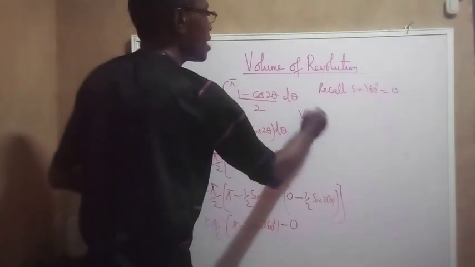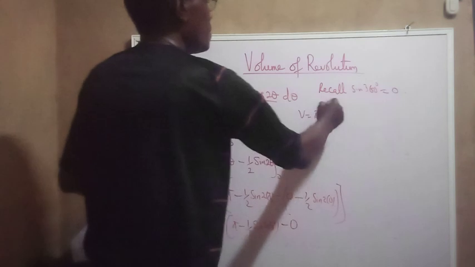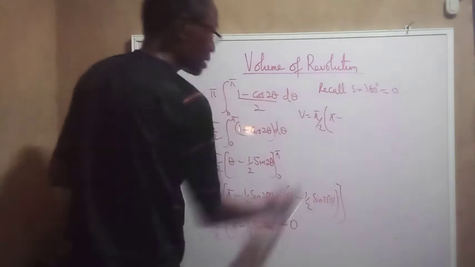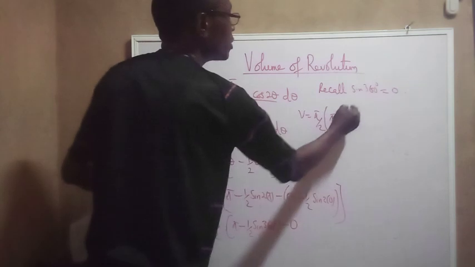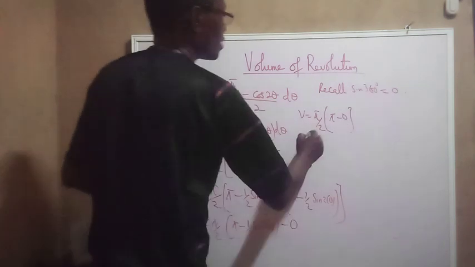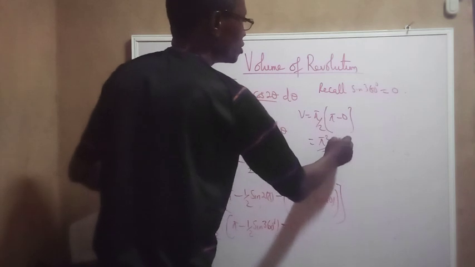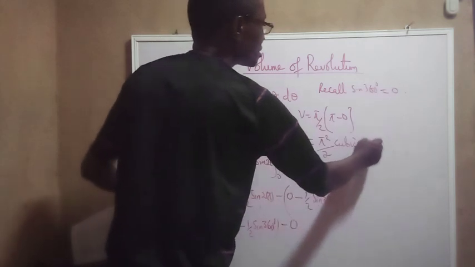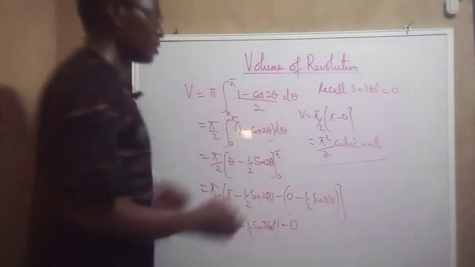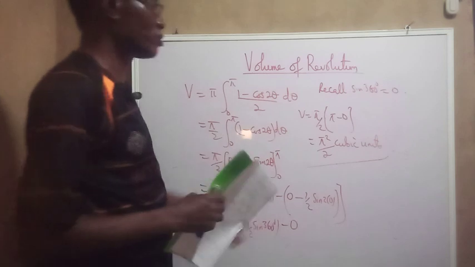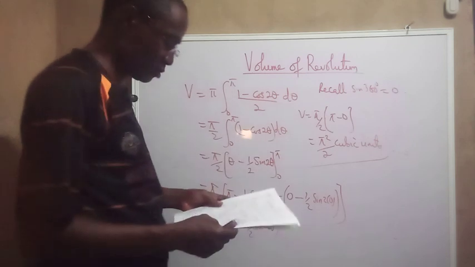V is now equal to pi all over 2 multiplied by pi minus, everything here is 0 now because sine 360 is 0. Okay? So that will be equal to pi squared all over 2 cubic units. So that is it. So that is our V. That's our V. So the volume of revolution of that curve is pi squared over 2 cubic units.